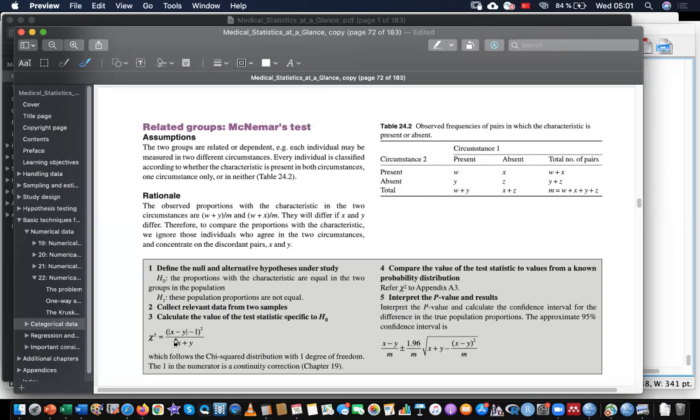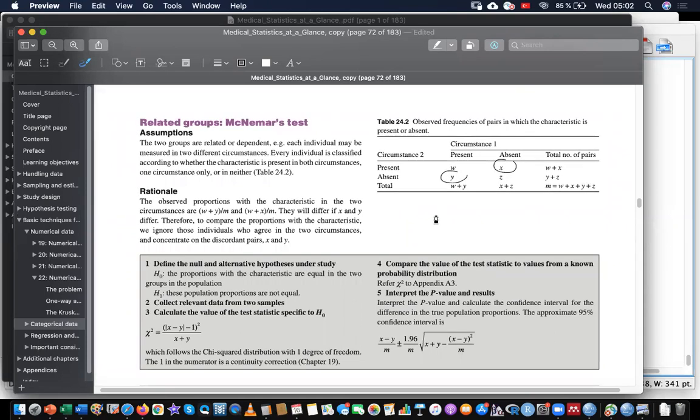And just look at the formula. The two cells which make the difference are these two cells, right? X and Y. Present in the beginning, absent later, or absent in the beginning, present in the second attack. So these two cells, X and Y, make the difference. W and Z don't have any effect on the change.